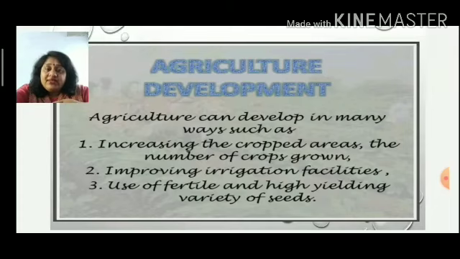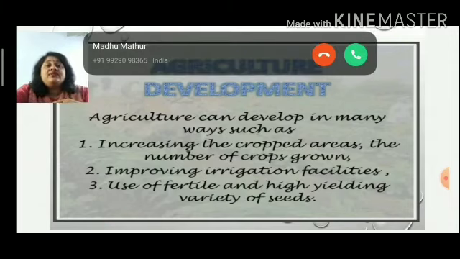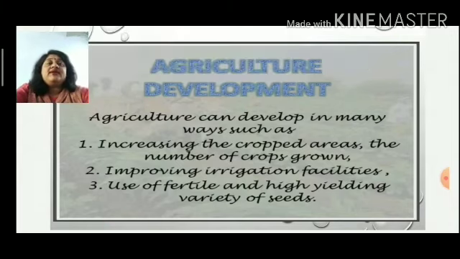Another way in the sequence is improving irrigational facilities. We need to improve irrigational facilities, means sinchai. It depends on the area, which type of technique they have. Some areas are still having tube wells, and some areas have sprinklers, some have fountains. It depends on the availability of resources which the area has. How we can improve irrigation facilities.